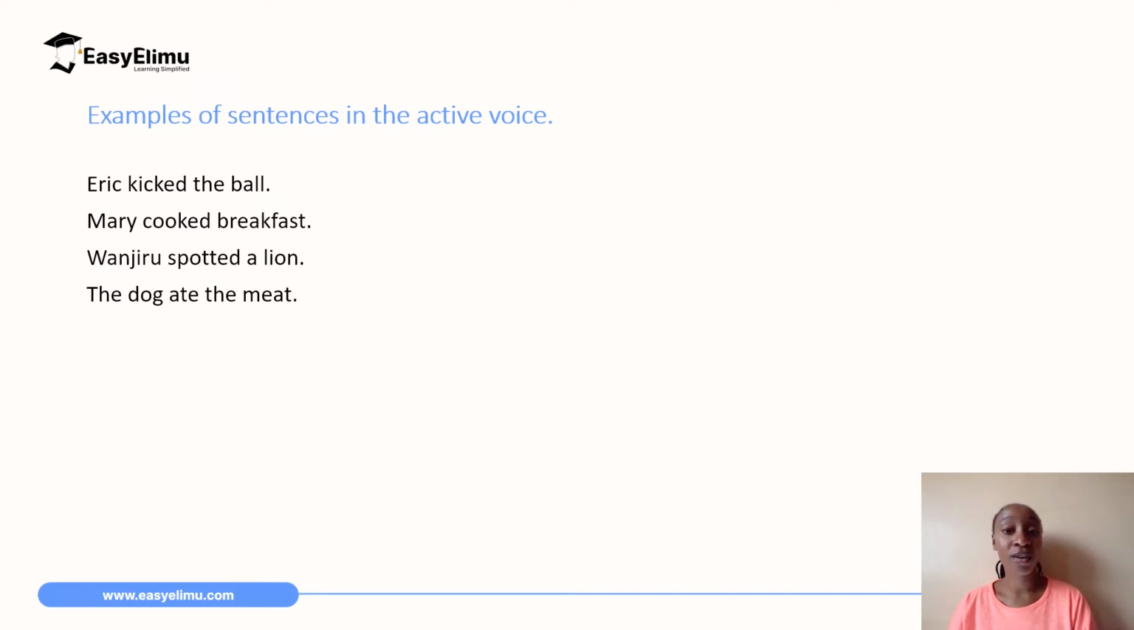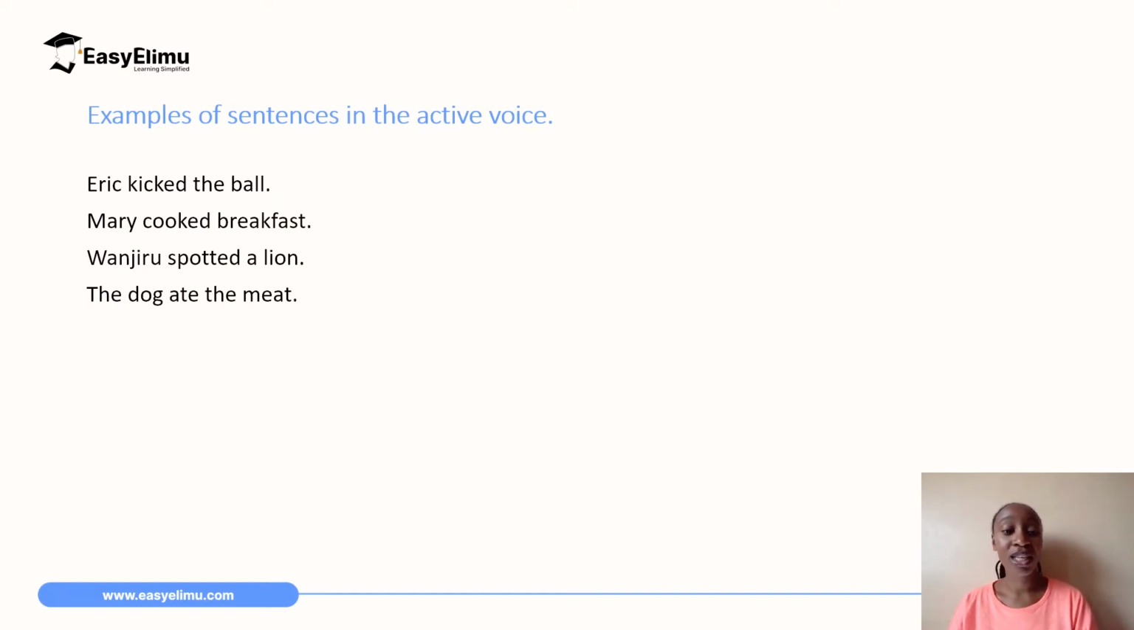Mary cooked breakfast. We start by identifying the action, which is cooked. The doer of the action is Mary. So Mary is the subject. Cooked is the verb. And what was cooked? Breakfast. Breakfast is the object. Wanjiro spotted a lion. We start by identifying the action, which is spotted. Who did the spotting? Wanjiro. So Wanjiro is the subject. And what was spotted? A lion. So a lion is the object.